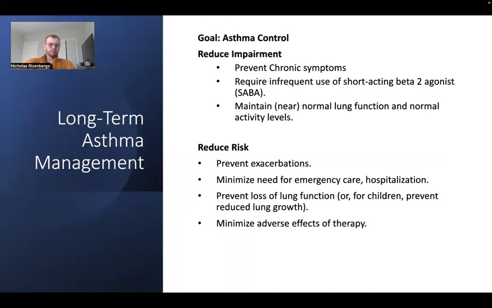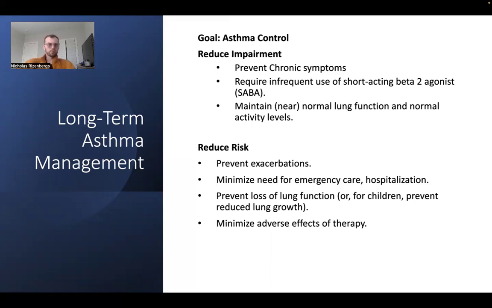So long-term asthma management, the goal is asthma control. You want them to be in control of their asthma, not having to feel out of breath and like they can't catch a breath all the time. So reduce impairment is the first thing. You want to prevent chronic symptoms, require infrequent use of short acting beta-2 agonists or a SABA, and maintain near normal lung function and normal activity levels.